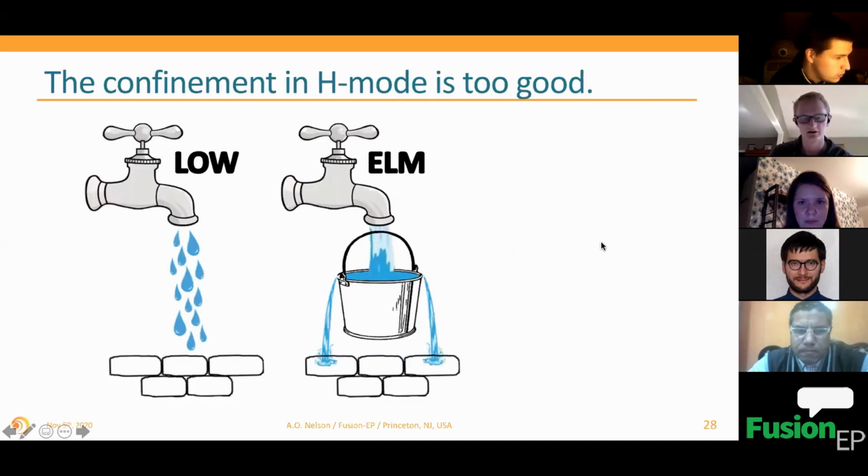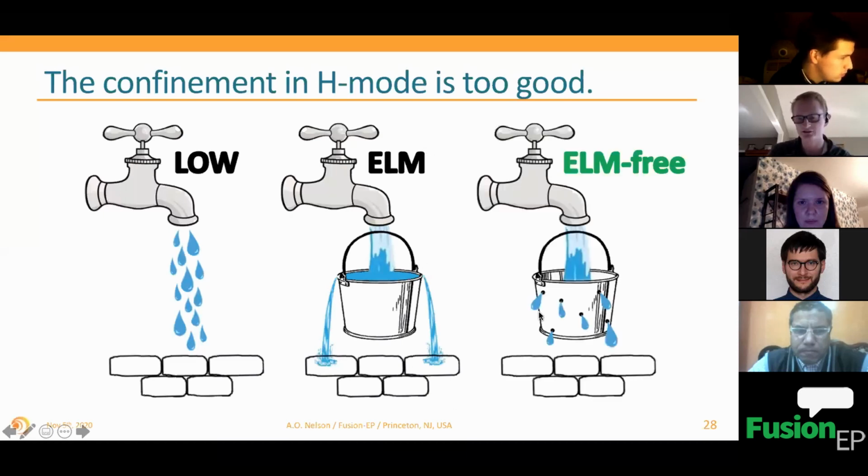And like we said before, right, in H-mode, the ELM confinement's too good and we spill over the top. So the solution might be to move towards an ELM-free regime. And you can think of this as kind of poking holes in our transport barrier. So if the bucket, we poke holes and little bits of water can leak out, and thus we don't get this intense stream of water that hits our bricks. And so we'll talk a little bit about ELM-free regimes in the remainder of this presentation.